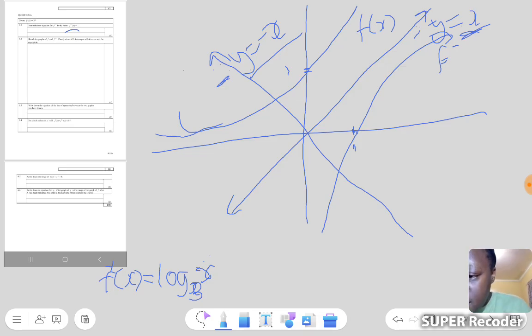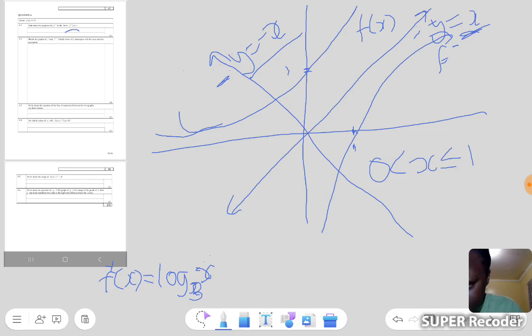So 6.4 says, for which values of x will f of x multiplied by the other function be less than or equal to 0? That will be when the values of x are greater than or equal to 1, like this.